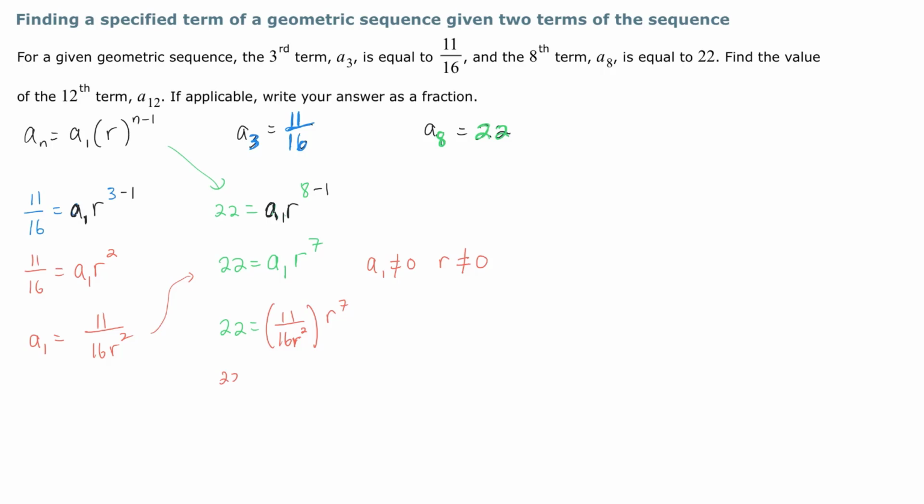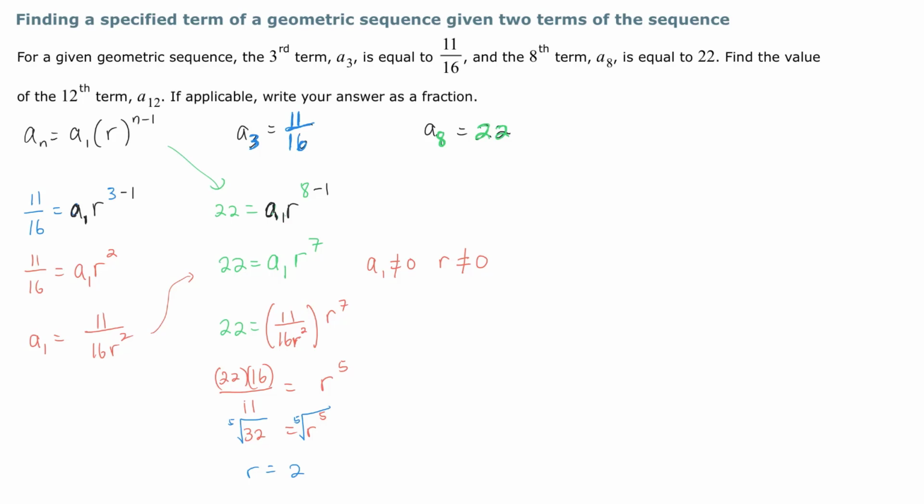We got 22 times 16 divided by 11, which is equal to r to the 5th power. That's 2 times 16, which is 32, which is equal to r to the 5th power. I'm going to take the 5th root of both sides, not a problem. 5th root is a 1-to-1 function, so we get r is equal to 2. So we get the common ratio to be 2.